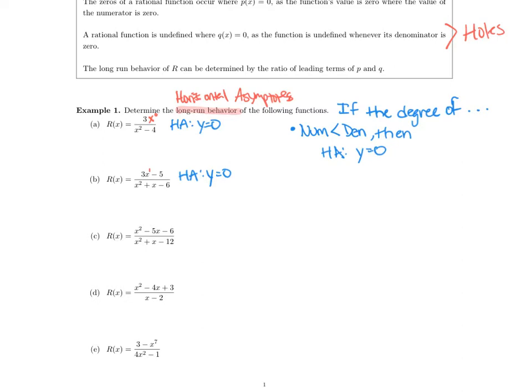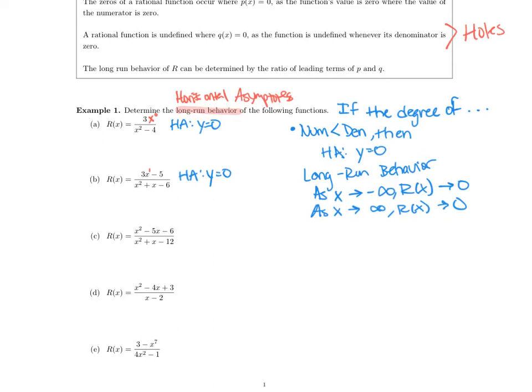Now, we're not just looking for the horizontal asymptotes, we're also looking for the long-run behavior. The cool thing is that no matter what, in this situation, the long-run behavior is always going to be the same. So for this case, our long-run behavior is always going to be as x approaches negative infinity, r of x or f of x approaches 0. And as x approaches infinity, r of x approaches 0. That's going to be the long-run behavior for both of these examples. Remember that long-run behavior is connected to the horizontal asymptote. So that's going to be our first example.